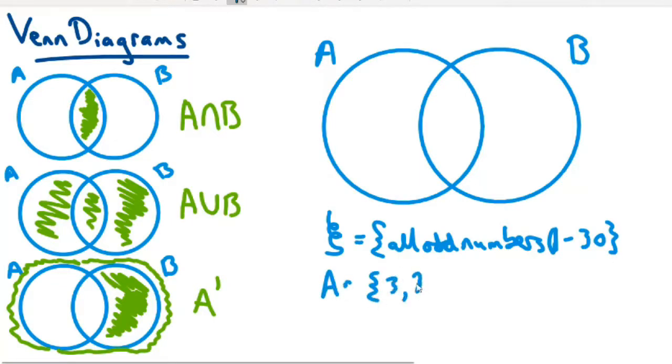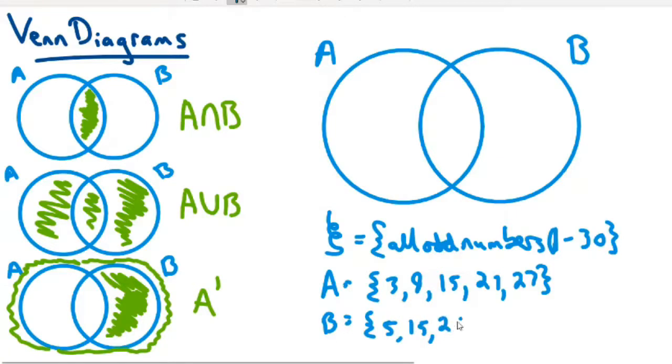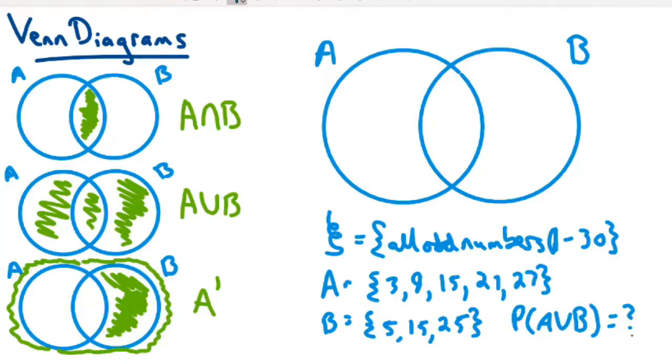A is 3, 9, 15, 21, and 27. And B is 5, 15, 25. First of all, fill in this diagram, therefore, to represent all of this information. And then secondly, can you find what is the probability of, if you were to pick a random number from this diagram, it fulfilling the criteria of A union B? Pause the video, have a go for yourself, and then press play again when you're ready to compare.